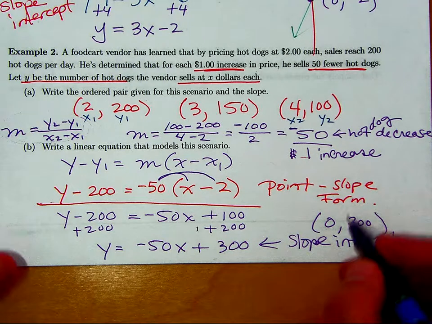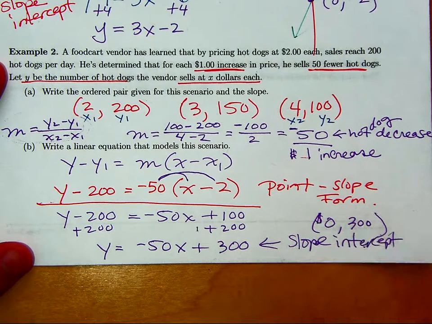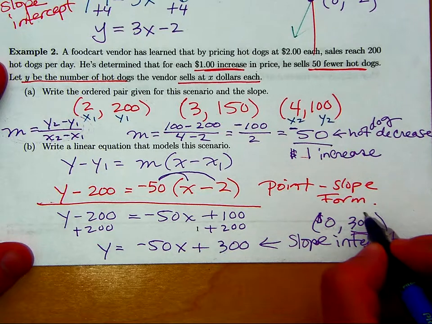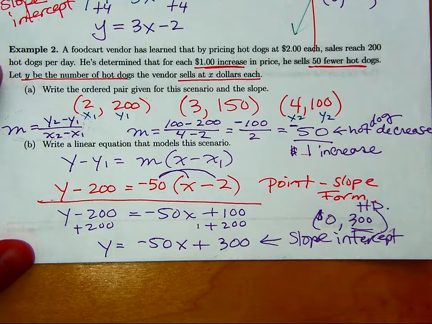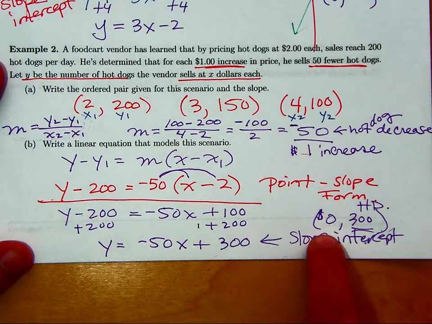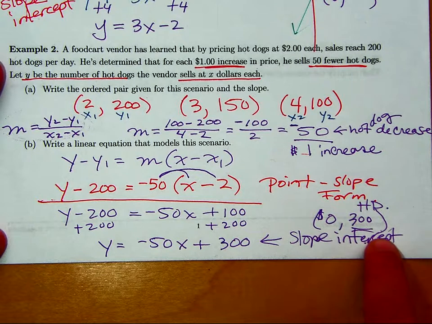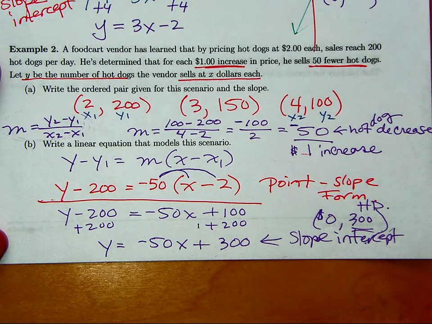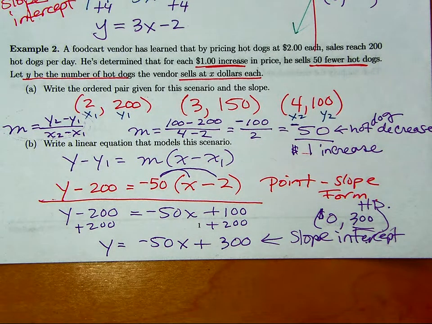Exactly. So she noticed the price here is 0. The hot dogs here is 300. If you sell them for $0 each, you could give away 300. Or I like how she said sell them. For $0, you could sell them. You could sell 300 hot dogs, and you would make absolutely no money. Okay.